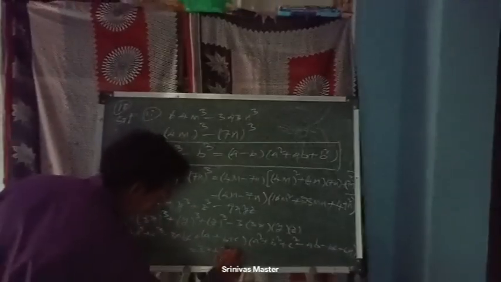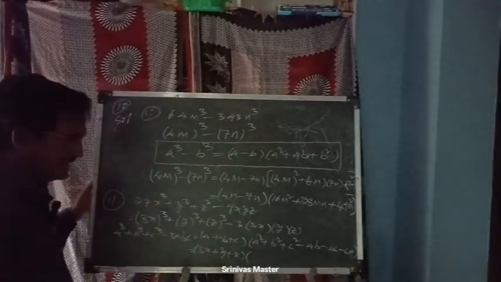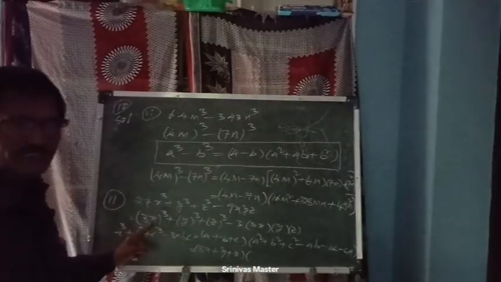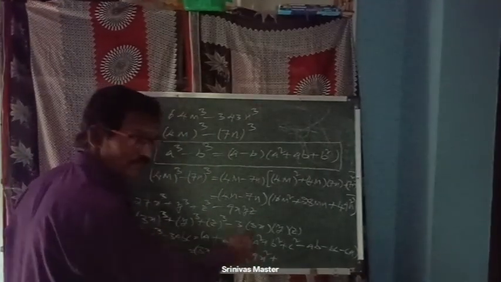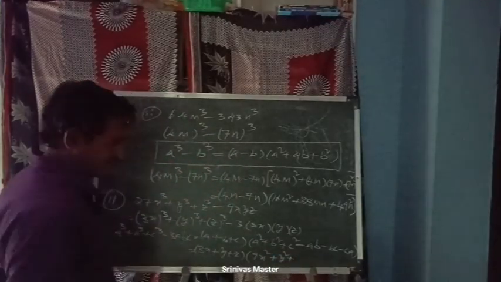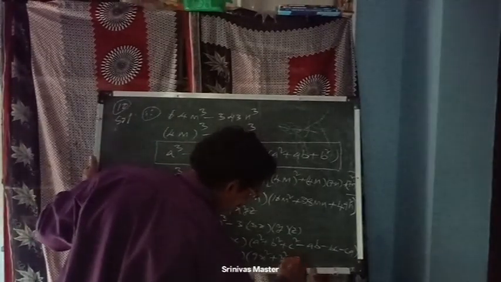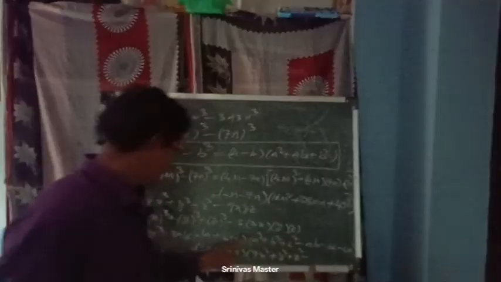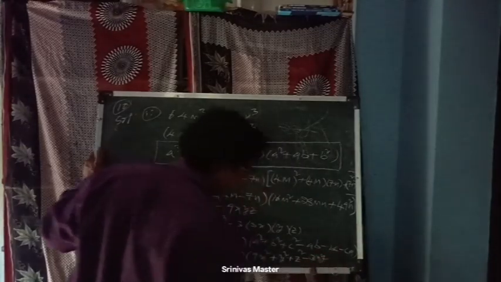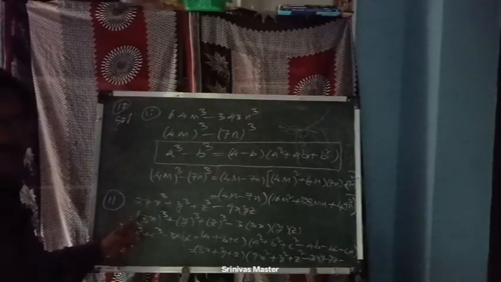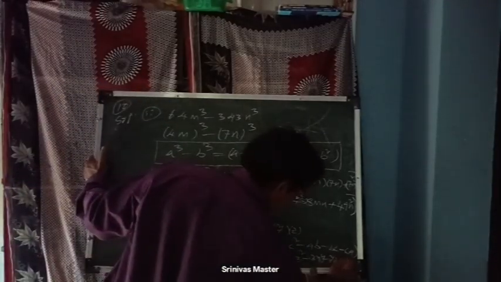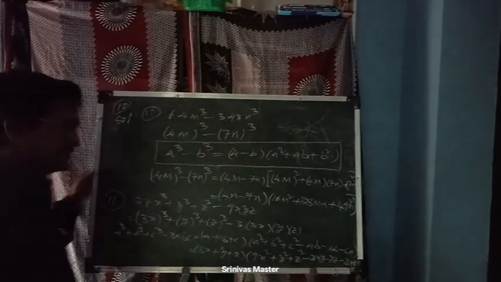Now we can write a plus b plus c, that means 3x plus y plus z, into a square. Directly we can write a square: the a value is 3x, 3x whole square is 9x square, plus b square. b is y, so b square is y square, plus c square. c is z, z whole square means z square. Minus ab: first two terms' multiplication, 3x into y, 3xy. Minus bc: y into z, yz. Minus ca: z into 3x, 3xz or 3zx, both are the same. So this is the result of this question.